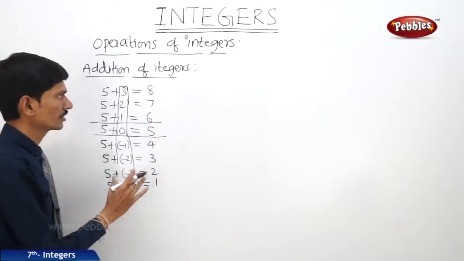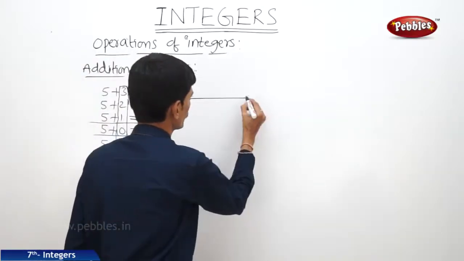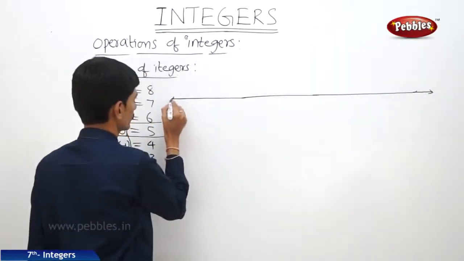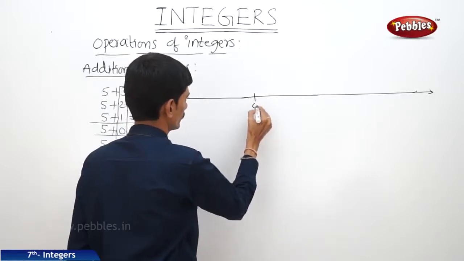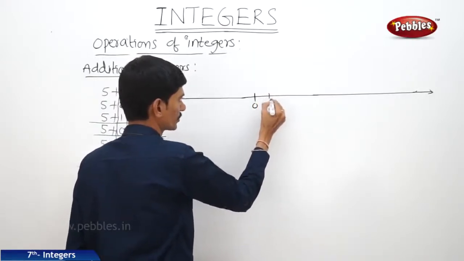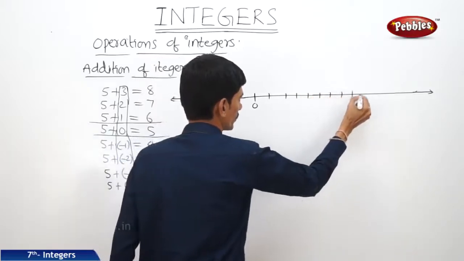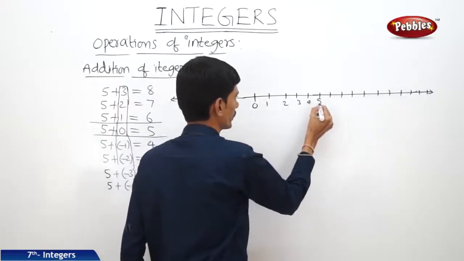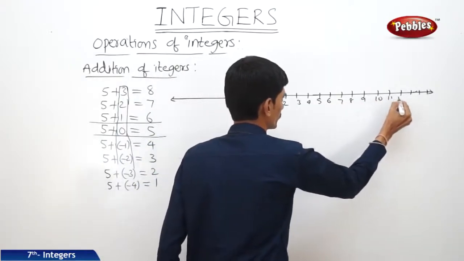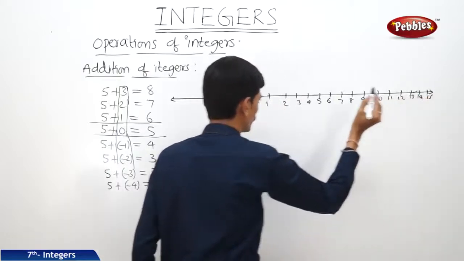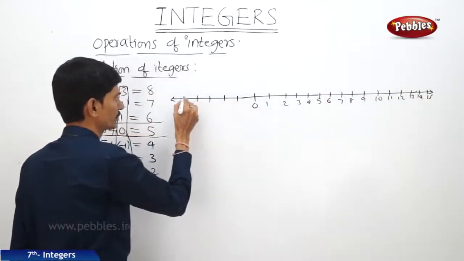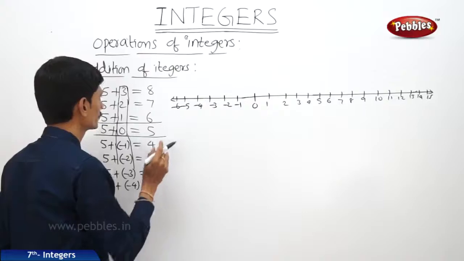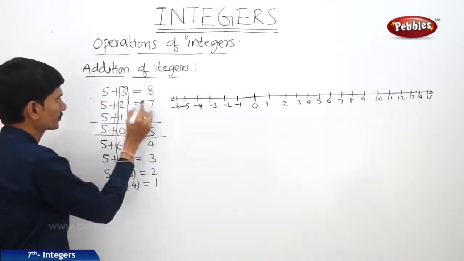Then you will see the same addition case on the number line. On the number line, in the middle we take 0, then to the right of 0 we take all positive integers 1, 2, 3, 4, 5, 6, 7, 8, 9, 10, 11, 12, 13, 14, 15, and to the left of 0 we take negative integers such as minus 1, minus 2, minus 3, minus 4, minus 5, minus 6 and so on.